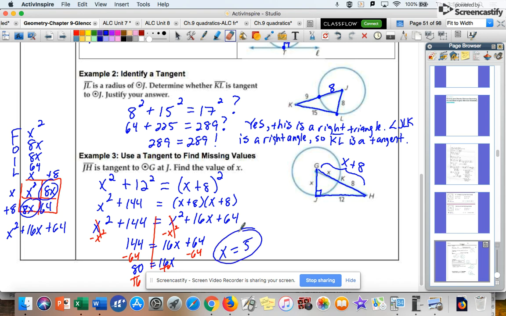And that is our solution here. I guess that's all it asked us to find. So the radius, therefore, is 5.